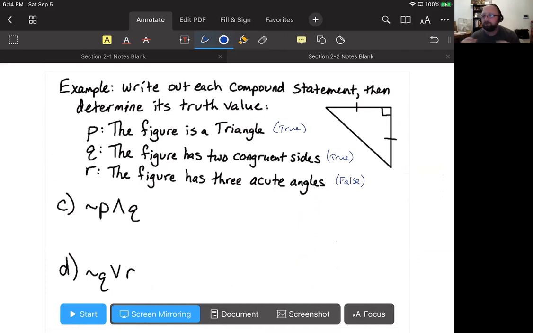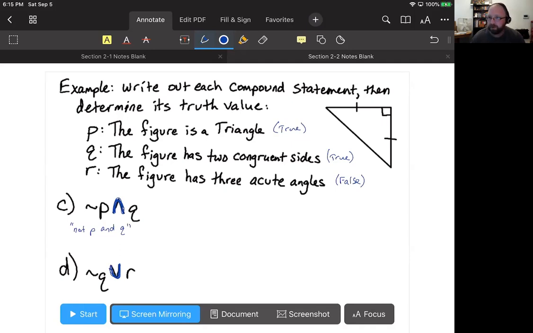So C and D here are 2 more examples with the same picture. Please take a minute, pause the video, write out C and D in words, and then determine their truth values. Go. So not P would be, okay, that's what this says. This says not P and Q. And again, this symbol will be changed on your notes. It won't be pointing, it'll be a U. Okay, but that doesn't matter right now.